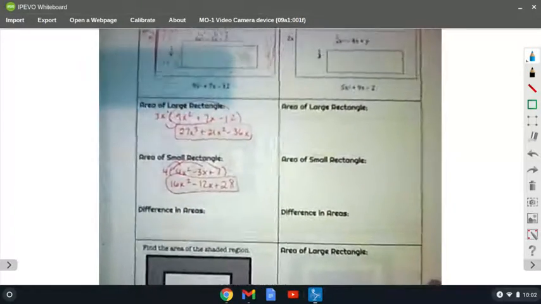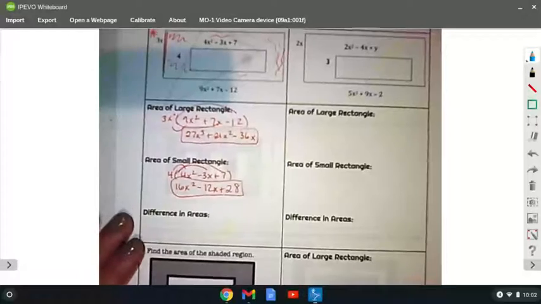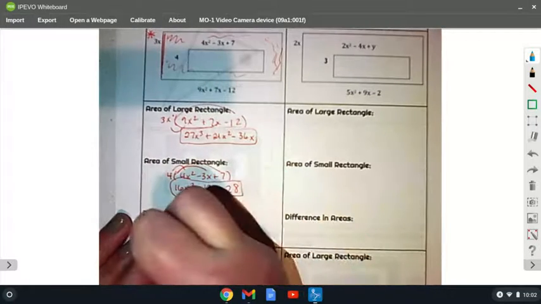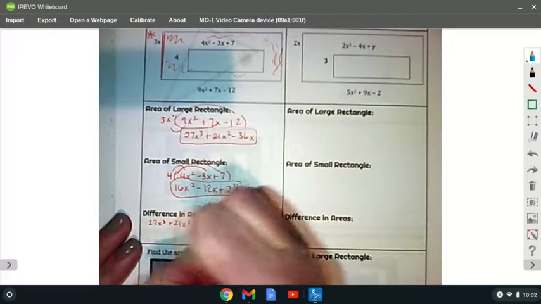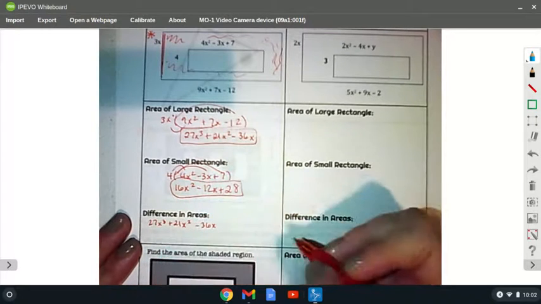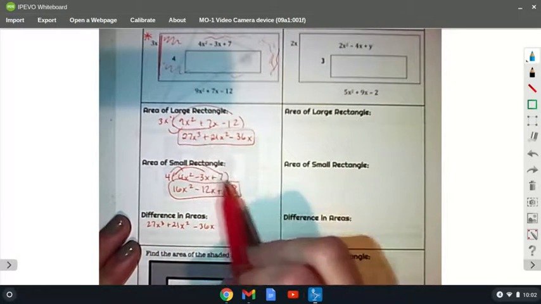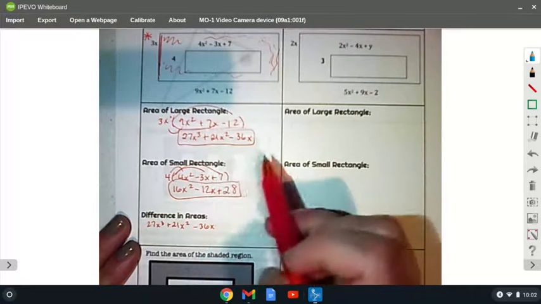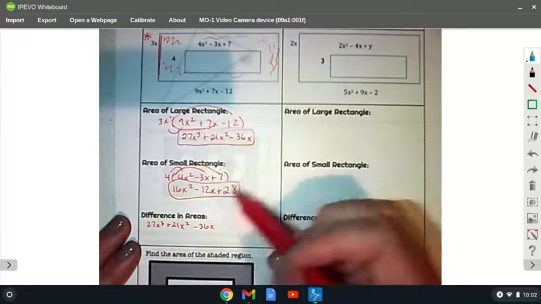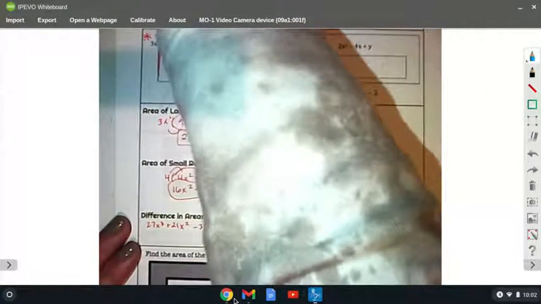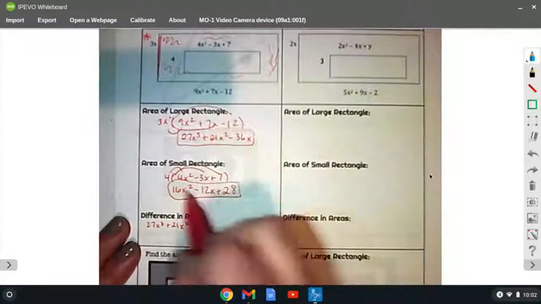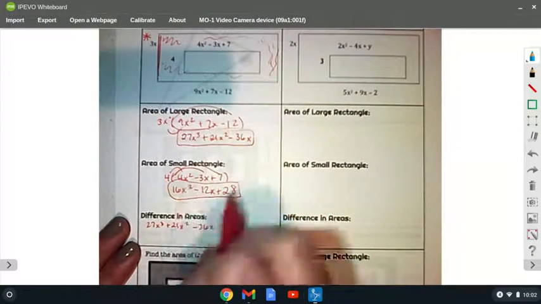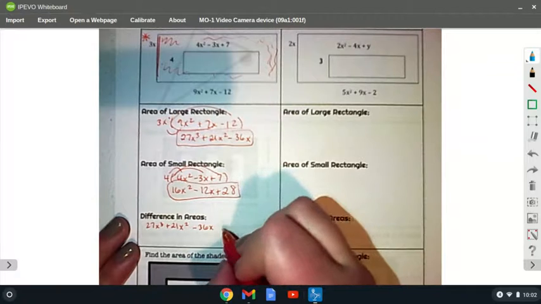Now, the difference is that subtraction. So I want to take that larger rectangle, 27x cubed plus 21x squared minus 36x, and I want to take away, subtract that smaller rectangle. Now, in order to do that, I'm going to change all the signs of the smaller rectangle. Just want to make sure I'm still recording. Perfect. So I'm going to change all the signs of this one. I rewrote the first one, changing the signs of the second one that I'm subtracting.